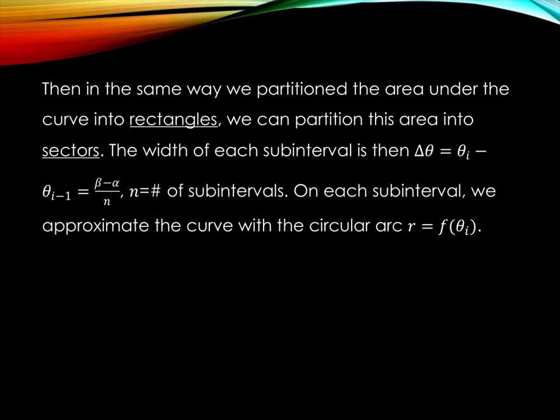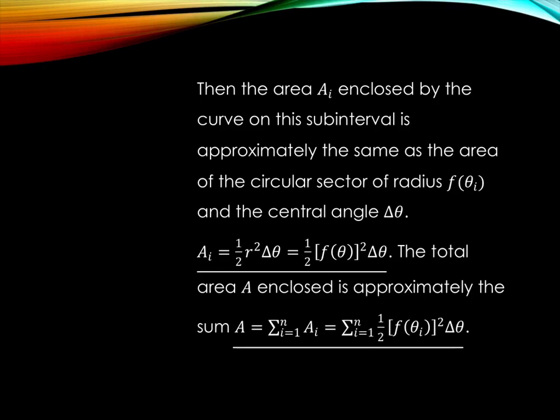Beta and alpha are the full sector's values, and n is partitioning that into a bunch of subintervals, much like we would in chapters 4 and 5 from a to b, where we would make n subintervals. So in each subinterval, we can approximate the curve with a circular arc. This is kind of akin to making rectangles. We're making circular sectors, just like we were making rectangles that had a specific height, and we let n go to infinity. So the area, a sub i, enclosed by the curve on this subinterval is approximately the area of the circular sector of radius f of theta sub i, with central angle delta theta.